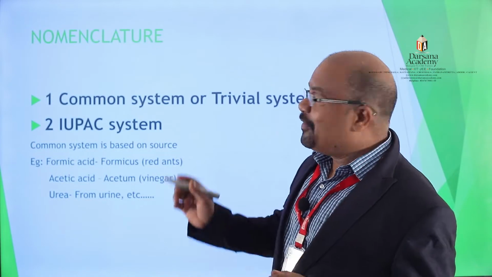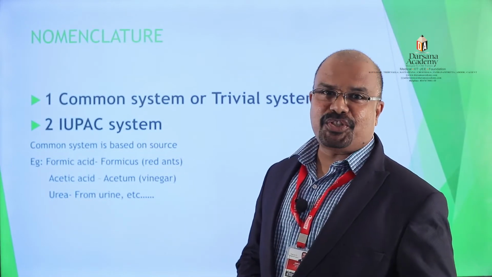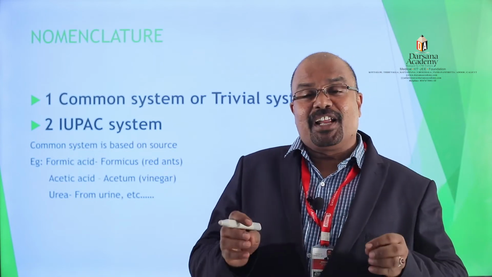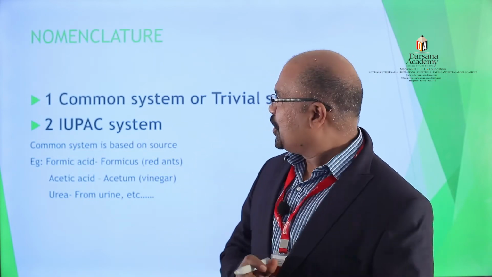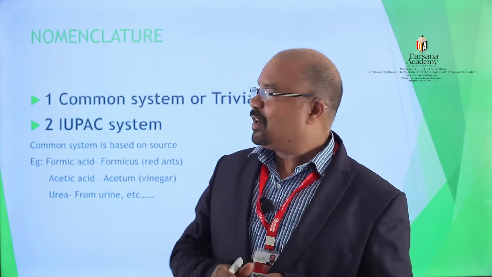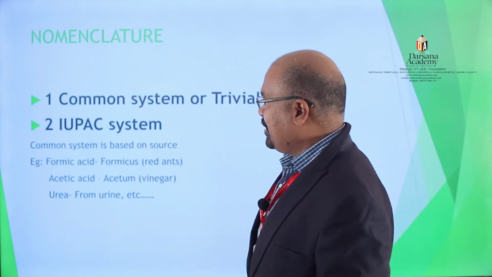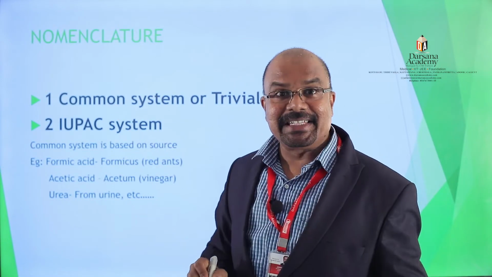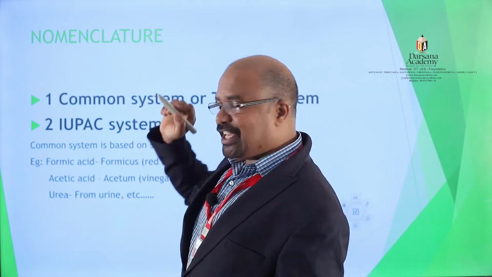Hi students, today we are studying a new chapter, that is nomenclature. You know, nomenclature means naming. Here is nomenclature of organic compounds. So we have to learn two important systems of nomenclature. One is common system. Common system is also known as trivial system. Then second one is IUPAC.